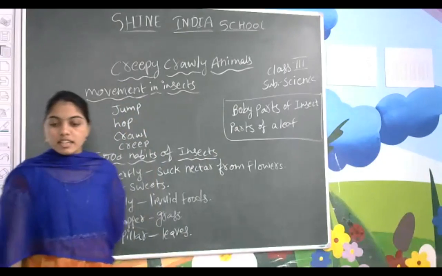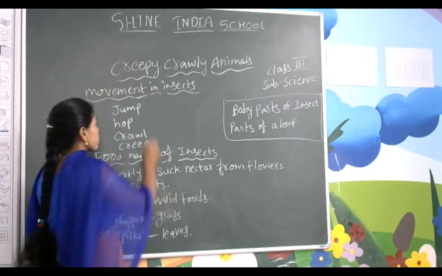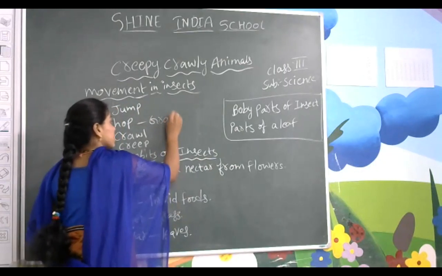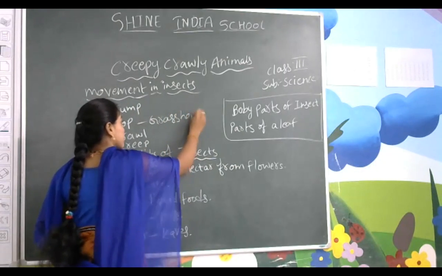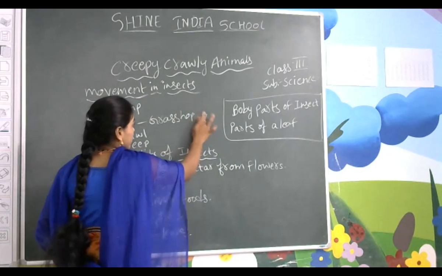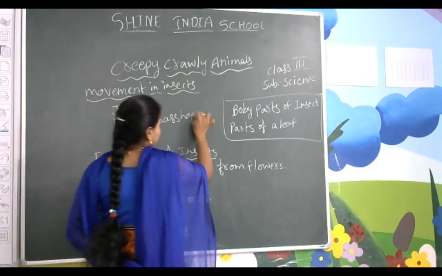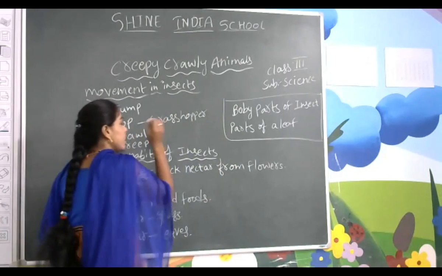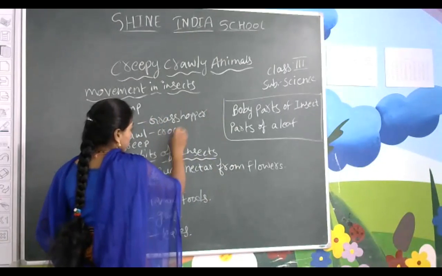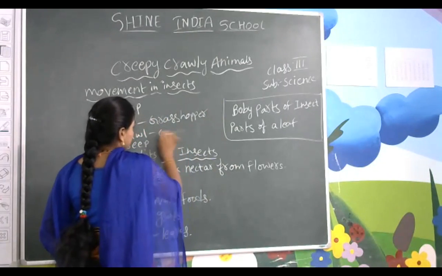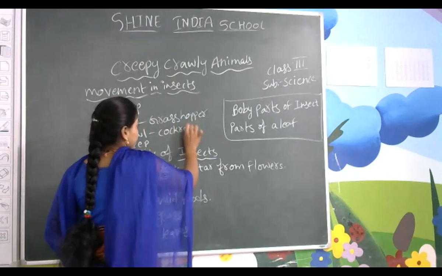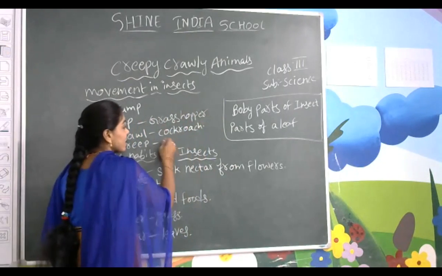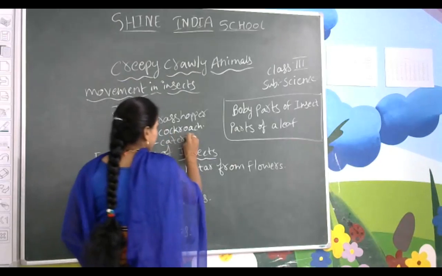Right? Yes. If you observe the grasshopper, it will be hopping. Hopping insect is grasshopper. And next, crawling, especially cockroach. Next, creeping animal, caterpillar.